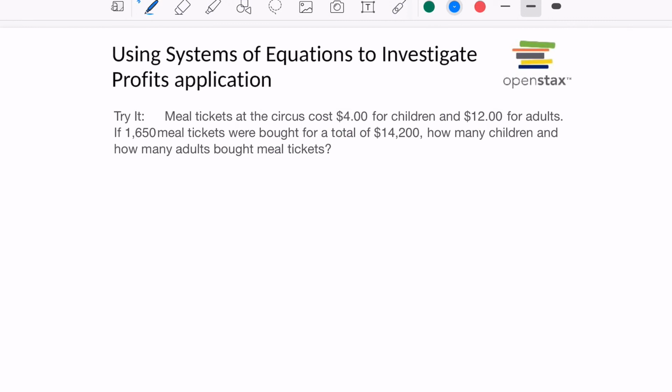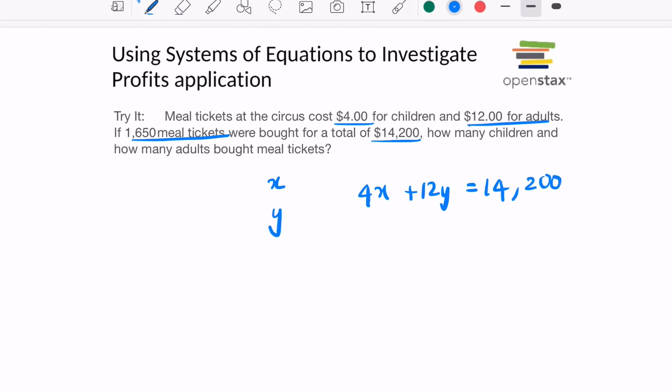In the last problem, how would you write an equation here? A meal ticket at a circus costs $4 for children and $12 for adults. If 1650 meal tickets were bought for a total of $14,1200, how many children and how many adults bought a ticket? Let's consider that the number of children who bought a ticket is X and the number of adults who bought a ticket is Y. Then we have 4X plus 12Y equals the total amount. Now the total number of tickets bought was 1650, which means X plus Y equals 1650. So this is how we have the equations.